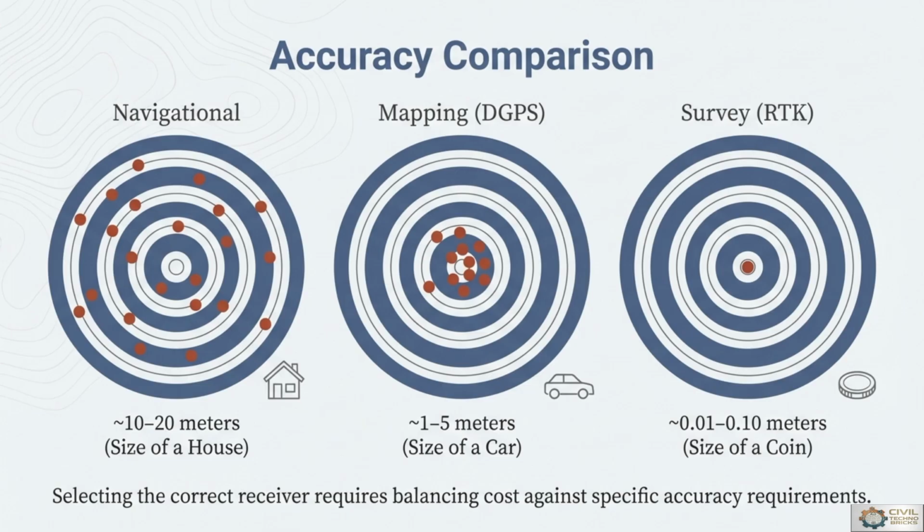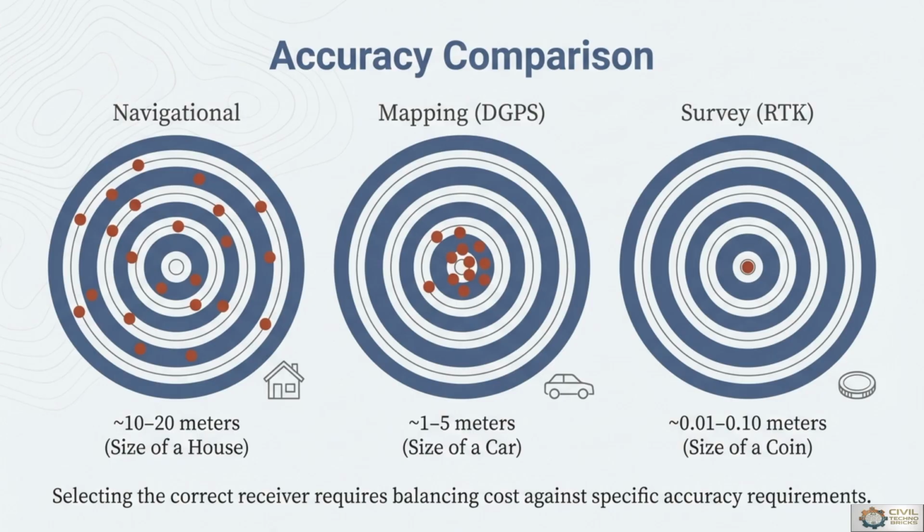Accuracy: we have to achieve accuracy and precision on the basis of instruments or advanced technologies, that is navigational, mapping, and survey. Here are the navigational receivers, mapping receivers, and survey receivers. Navigational receivers provide approximately 10 to 20 meters accuracy; they are suitable for general navigation activities. Mapping grade receivers based on DGPS improve the accuracy up to 1 to 5 meters. These systems are commonly used in GIS applications.